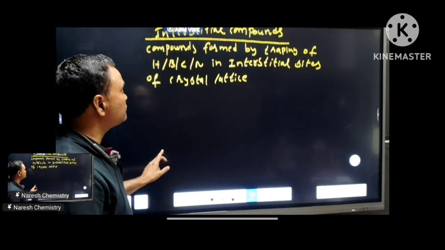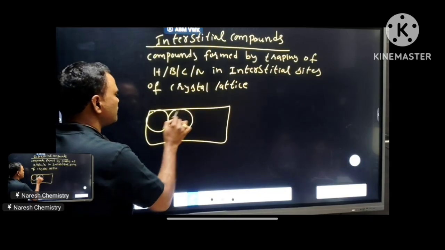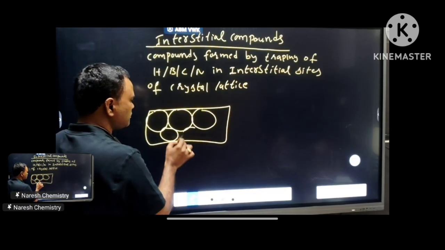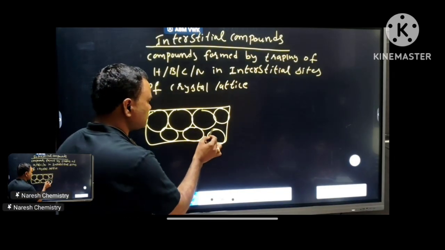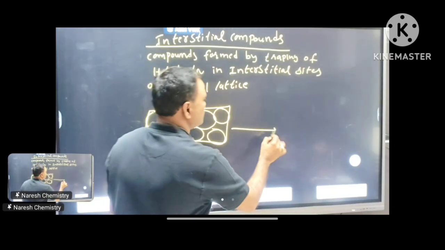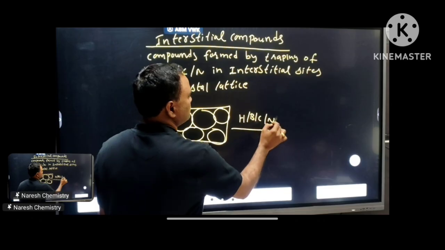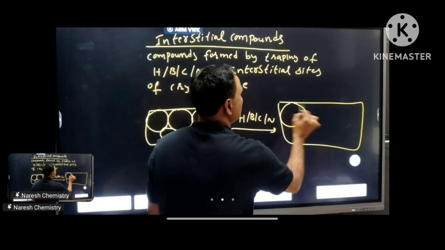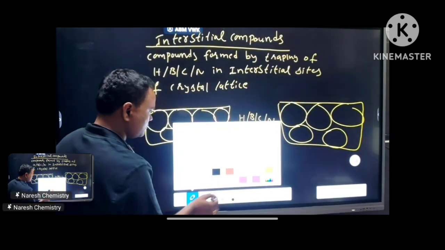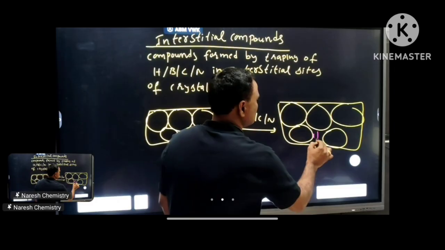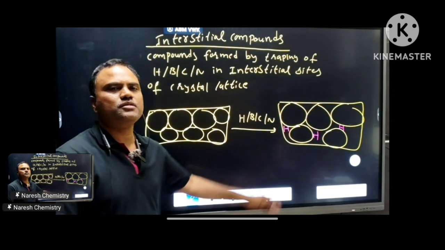Look at this order. This is a d block element or metal. Imagine these are the gaps. If these gaps are occupied by smaller atoms like hydrogen, the formed compound is called an interstitial compound.